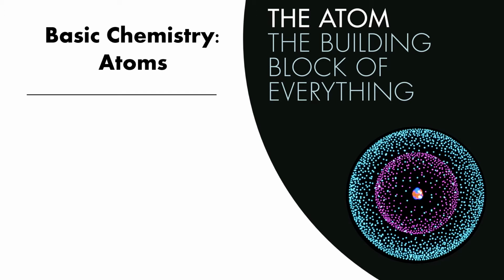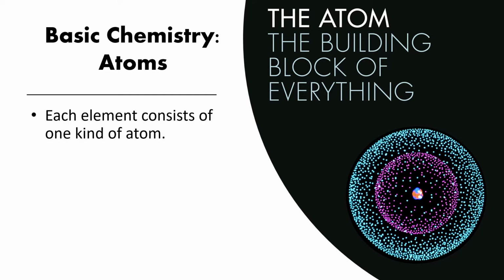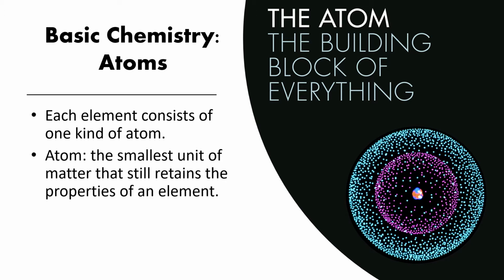So we're going to talk about the atom, which is the building block of everything. So if we get down to the very smallest unit, we're going to call it an atom. And each element will consist of a specific type of atom. Okay? Atoms are the smallest unit of matter that retain the properties of an element. If you break down an atom, it will no longer have those same properties. And the word atom itself means indivisible in Greek. So this is the smallest unit of matter that we'll start with and build up from there.